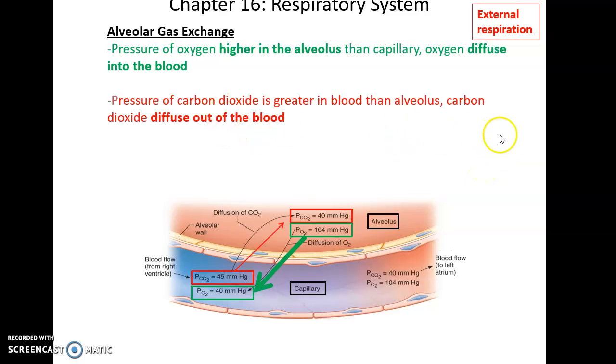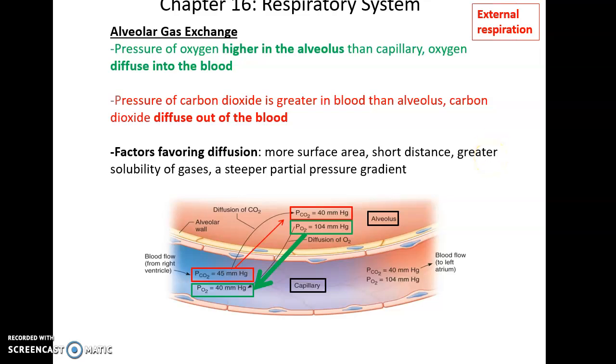Carbon dioxide will go the other direction. Carbon dioxide, the pressure is higher in the bloodstream than in the air in the alveoli. So carbon dioxide will move from the bloodstream across the respiratory membrane into the alveoli. Again, the difference isn't as great, so less carbon dioxide is moving, but it still is leaving the bloodstream.